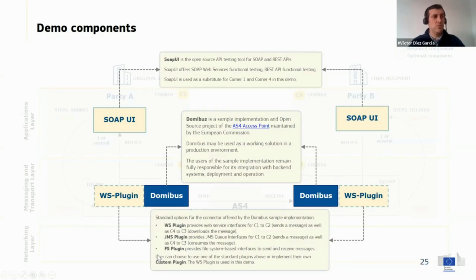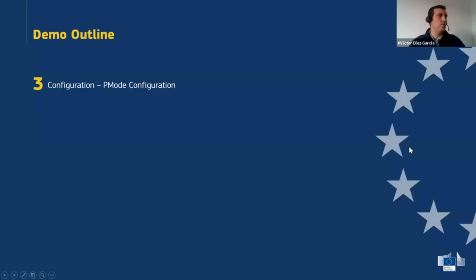Alternatively, Domibus offers a development API where you can choose to develop your own custom plugin. In this demo, we will be using the web service plugin. And if we have the time, we will go through the FS plugin as well.